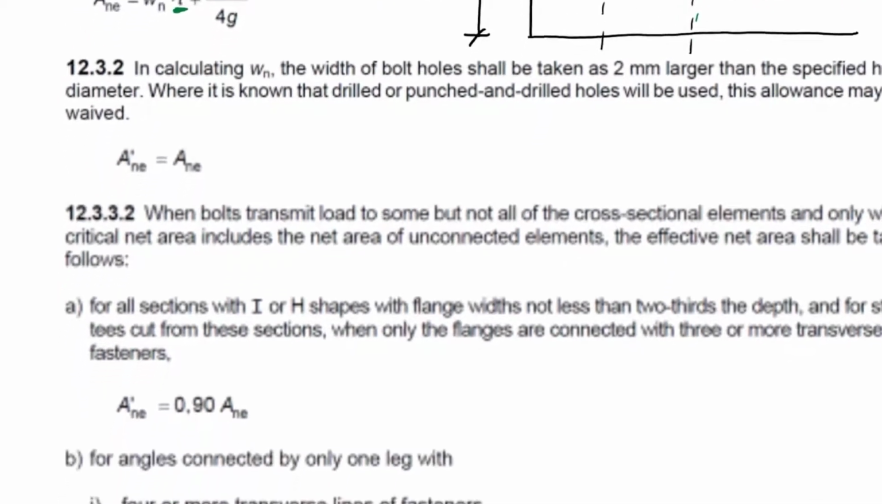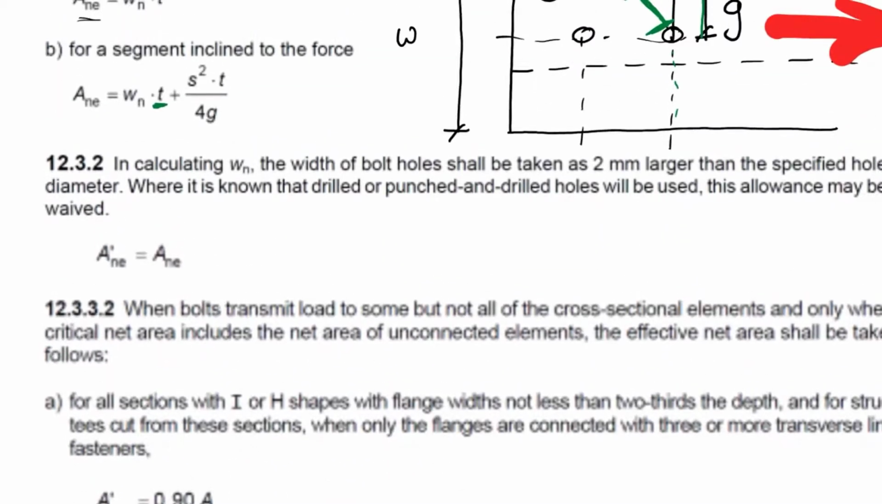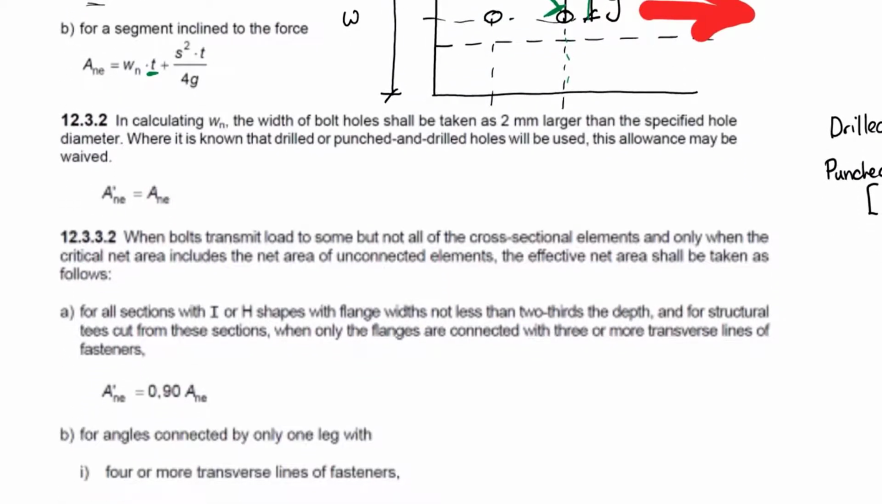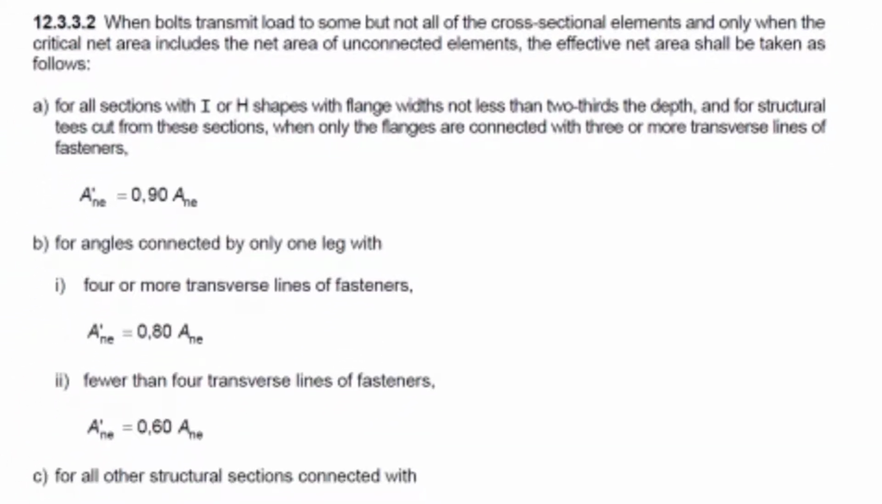So we now need to consider the influence of shear lag. And so firstly we need to see, when does shear lag occur? Because we need to have a look at what is an effective shear area. And so firstly, when will we get shear lag? So you've got this clause here, 12.3.3.2. When bolts transmit load to some but not all of the cross-sectional elements, and only when the critical net area includes the net area of unconnected elements, the effective net area shall be taken as follows.